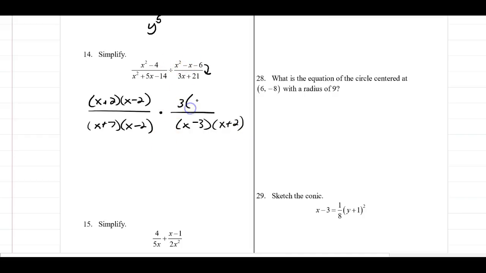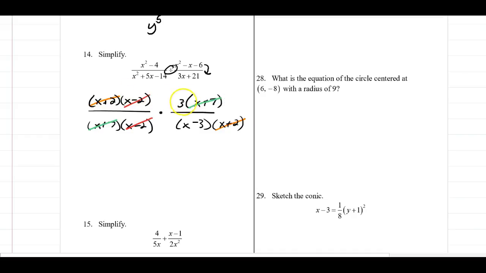And I'm going to take out a 3 and get x plus 7. So I kind of combined 2 steps there. I factored everything, and then since this was division, I wrote it as multiplication, but I'm going to multiply by the reciprocal, so the top goes to the bottom and the bottom goes to the top. So now we're going to look and see what we can cancel. I can cancel out the x minus 2, so 1-to-1 cancel. Here I can cancel out the x plus 2 with this x plus 2. Now I'm able to cancel out the x plus 7 with the x plus 7.